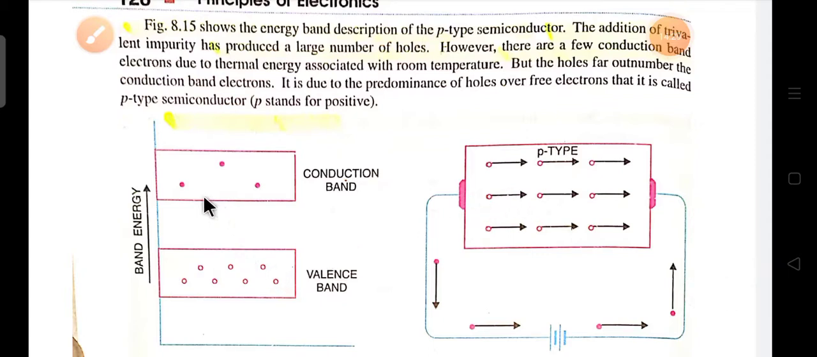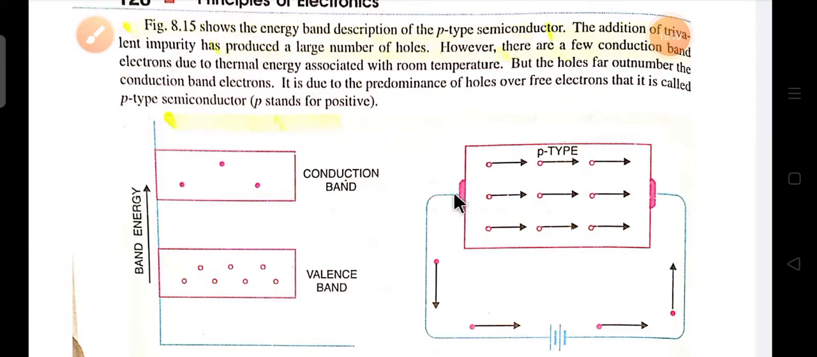Here in the energy band diagram, due to the holes, these holes stay in the valency band, and the conduction band is nearly empty. In p-type semiconductor the majority charge carrier is hole because the amount of holes is much more than the amount of electrons. So the majority charge carrier is hole and the minority charge carrier is electron.